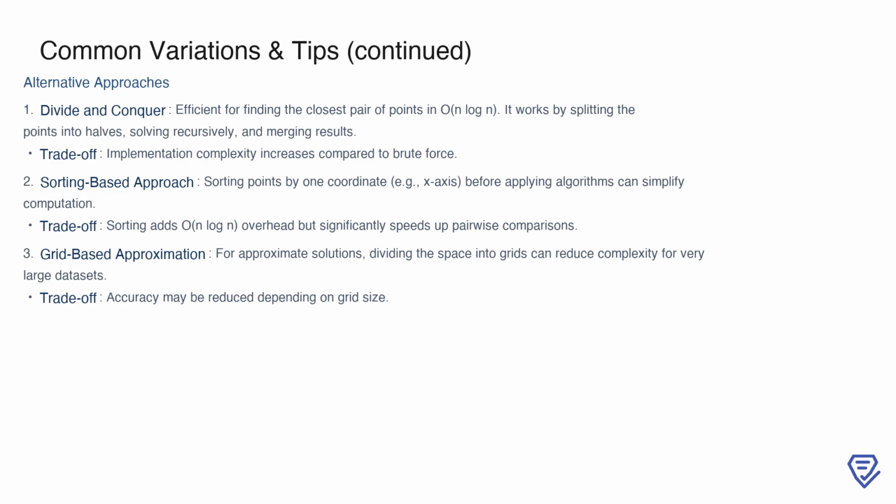This pre-processing step simplifies pairwise comparisons and can significantly speed up computations, though it introduces an additional O(n log n) overhead. For approximate solutions, a grid-based approximation method can be useful, especially for very large datasets. This involves dividing the space into grids to reduce the number of comparisons needed. The trade-off here is a potential reduction in accuracy, depending on the size of the grids. Each of these approaches has its strengths and weaknesses, so selecting the right one depends on the specific problem constraints and requirements.